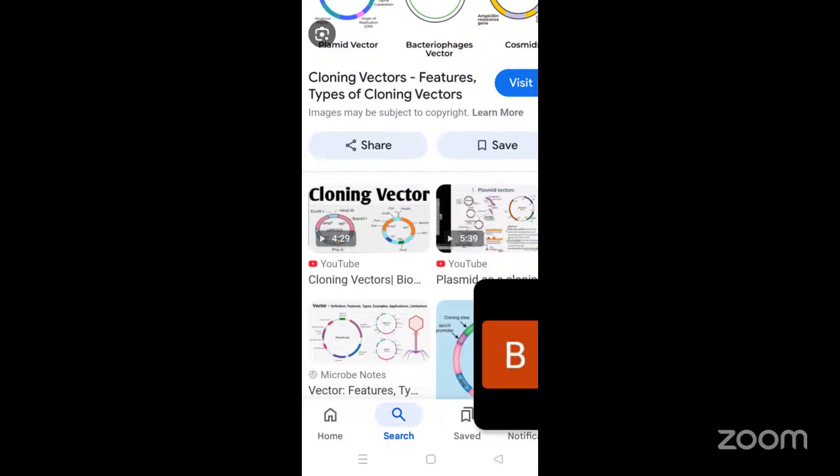What are the applications of DNA technology? The ultimate goal of recombinant DNA technology is to benefit mankind's livelihood.